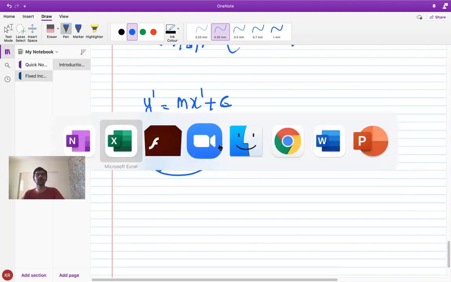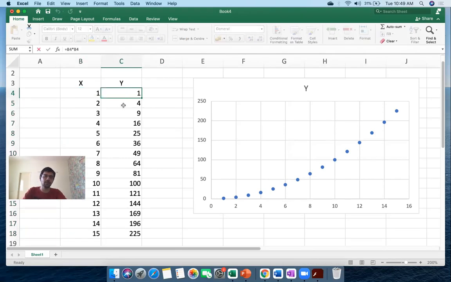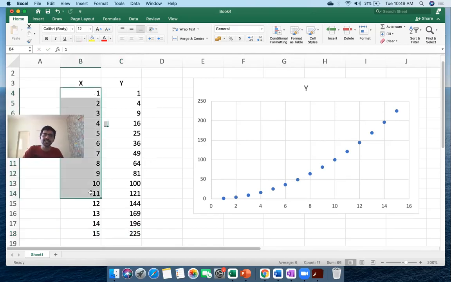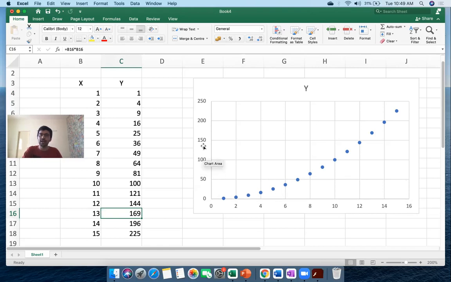For that, I have plotted various values of x from 1 to 15, and I've taken the value of y as x into x. That's the formula that I've applied. So 3 square equal to 9, 7 square equal to 49, 10 square equal to 100, and so on. 15 square is equal to 225. So I've plotted the values of x and y, and this is the graph. When x is increasing from 0 to 16, the value of y is increasing from 0 to 225. On the y-axis we have, this is the y-axis, guys.